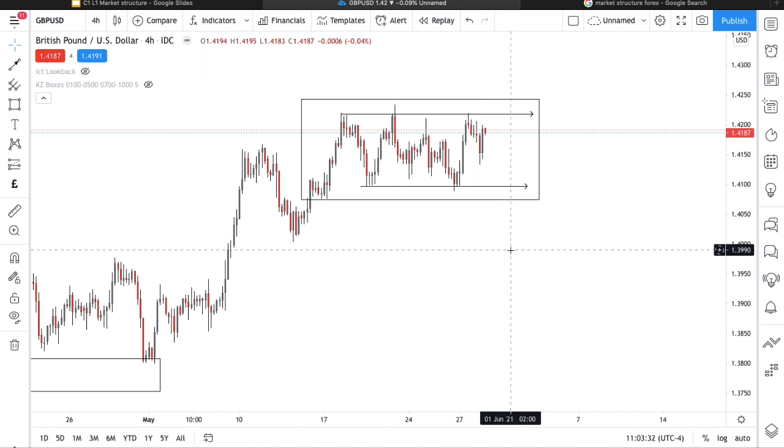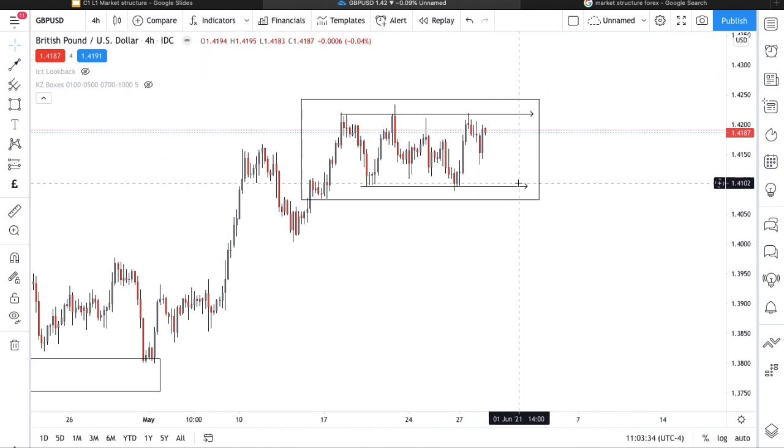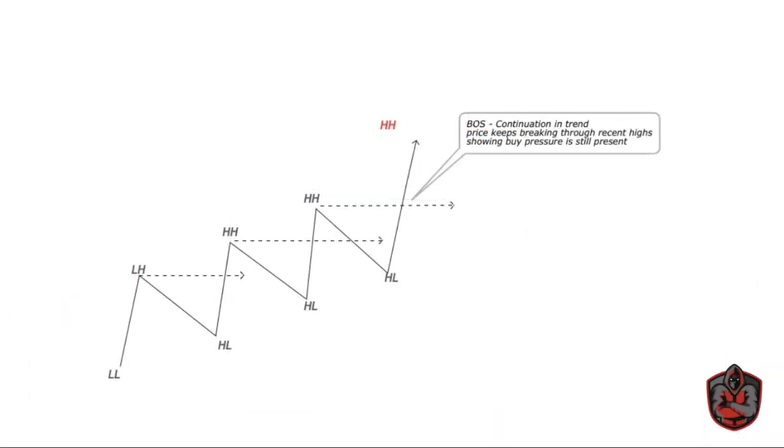Once I get that break of structure, that's when I start to look for buy or sell opportunities, or trend reversals. Now I'll be taking you guys through break of structures with signals towards a continuation in trend. As you can see right over here, price is clearly printing higher highs and higher lows.